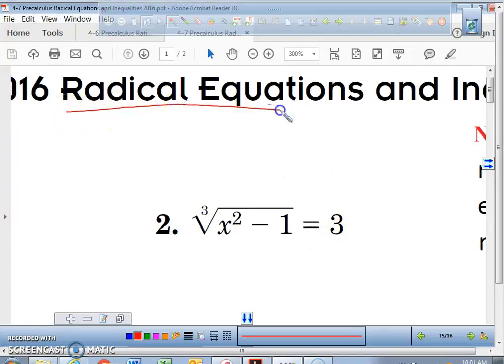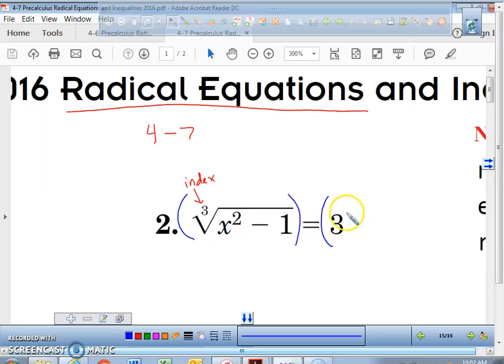Solving radical equations, all right? This is chapter 4, section 7. What does this number right here, what is that called? The index. That is correct. Now, the index controls what we need to do to both sides. Because the index is a 3, you need to cube both sides of the equal sign.